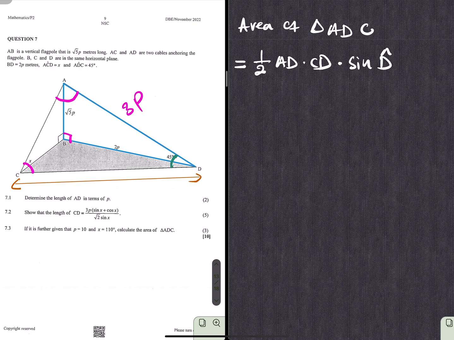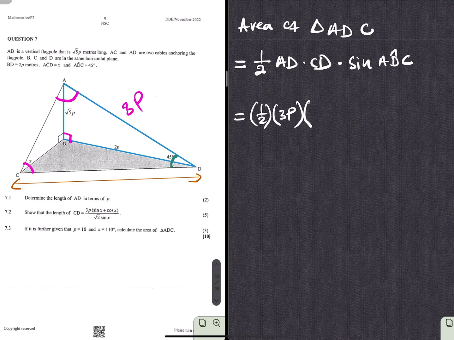Or you can say it's ADC. Let me just put it that way, multiplied by ADC. So this would give me 1 over 2. This should be 1 over 2 multiplied by AD. What is AD? AD, we got that to be 3P, if my memory serves me well. So that was AD, we got that to be 3P, multiplied by CD.